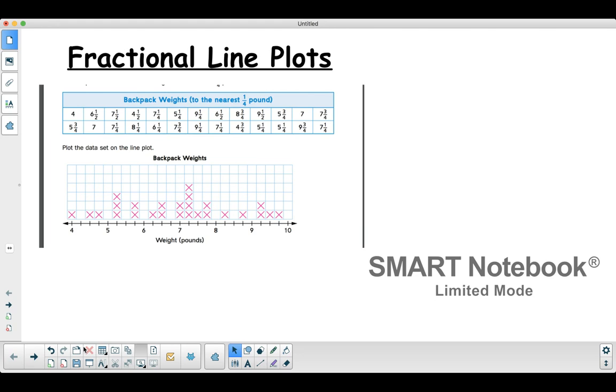So we are going to be doing similar things today. The first part of this lesson is going to review line plots, and then we will be completing a line plot together.